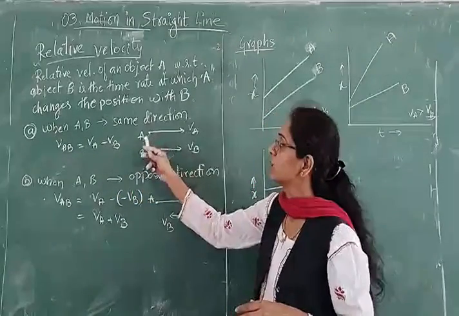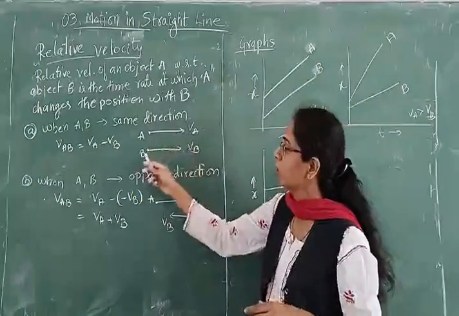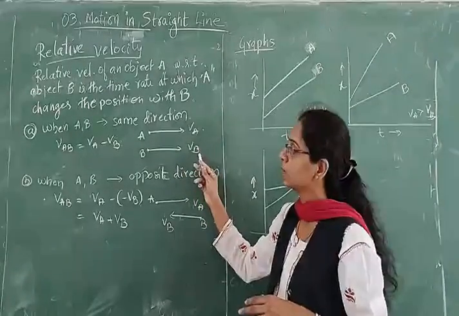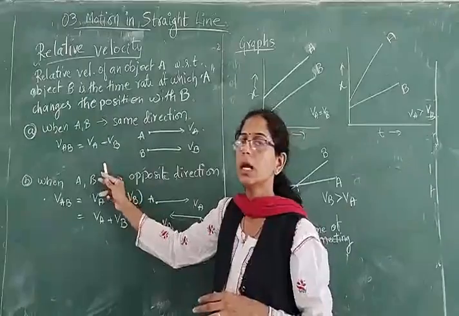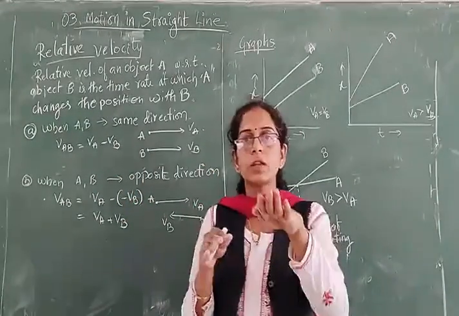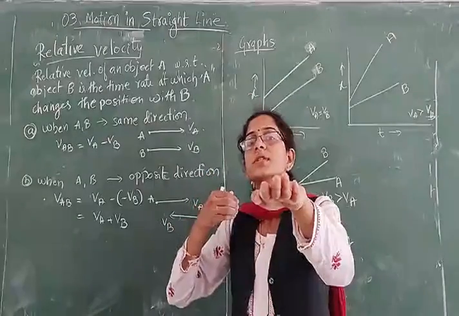Here the condition is that A and B are moving along the same direction. They have velocities how much? VA and VB. So this is the formula for relative velocity. The other case we will take is when object A is moving in the forward direction and B is moving in the opposite direction.